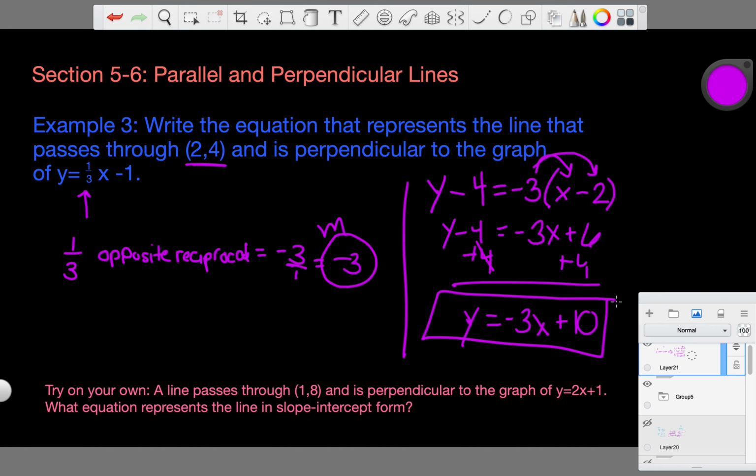The last one is for you guys to do on your own. It wants the line that passes through (1, 8) and is perpendicular to the graph of y equals 2x plus 1. And it wants the answer in slope-intercept form, meaning you need to get y alone.